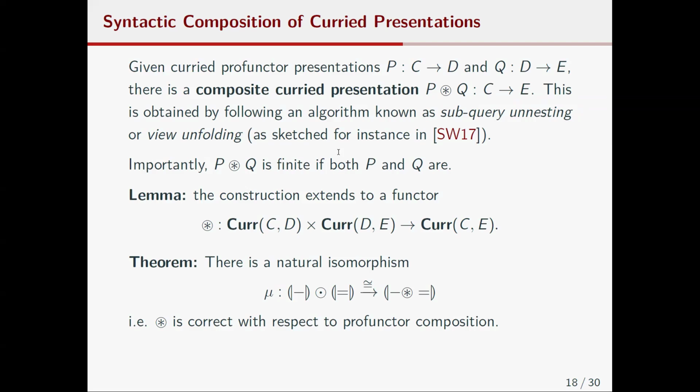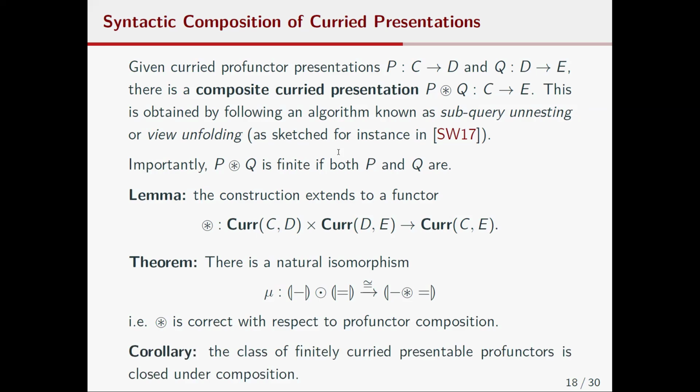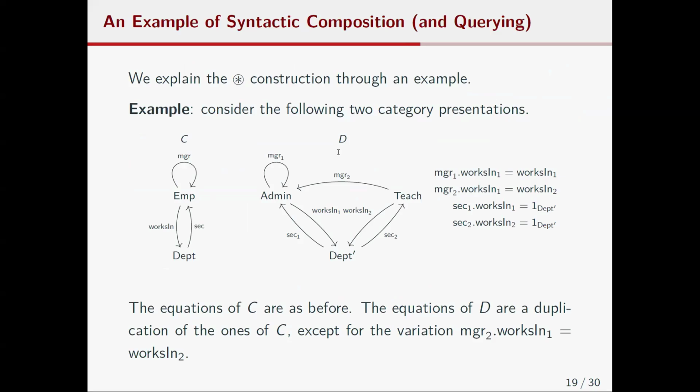And there is a natural isomorphism telling us that this is correct with respect to the semantics of profunctor composition, which is fundamental, because otherwise I wouldn't even be talking about this construction. And as a corollary, the class of finitely curried presentable profunctors is closed under composition, which is great for implementation. And now I would like to give an example, which is more complicated.